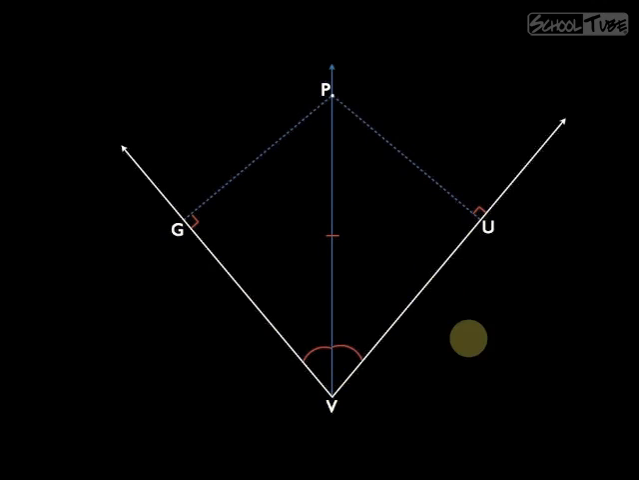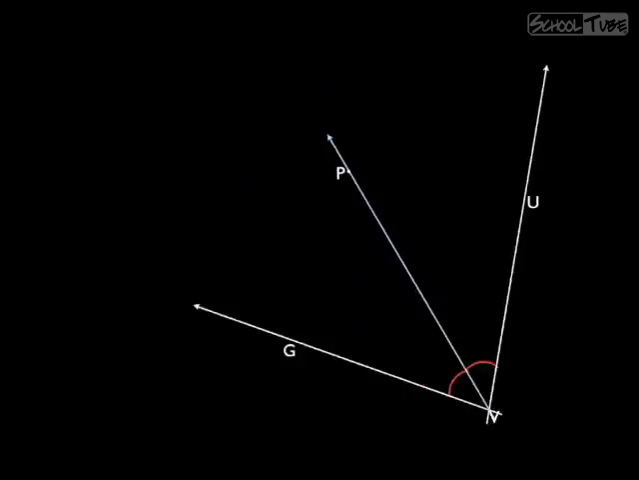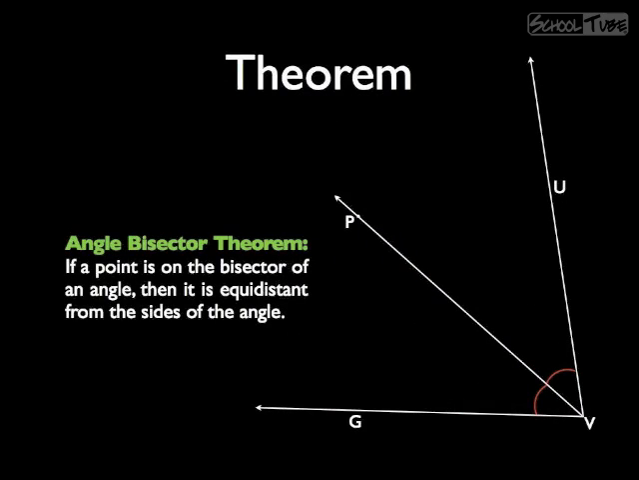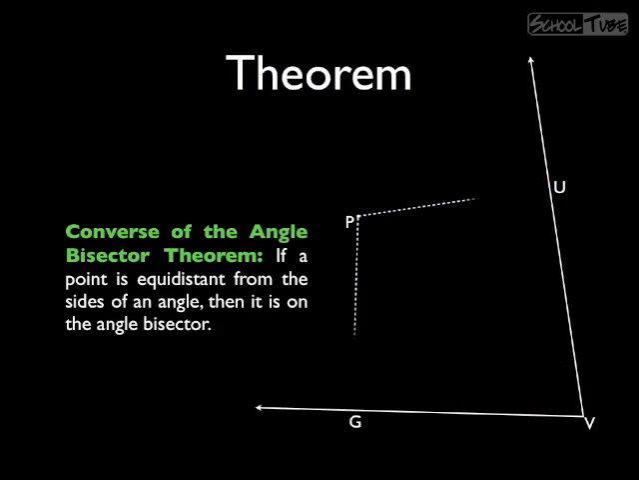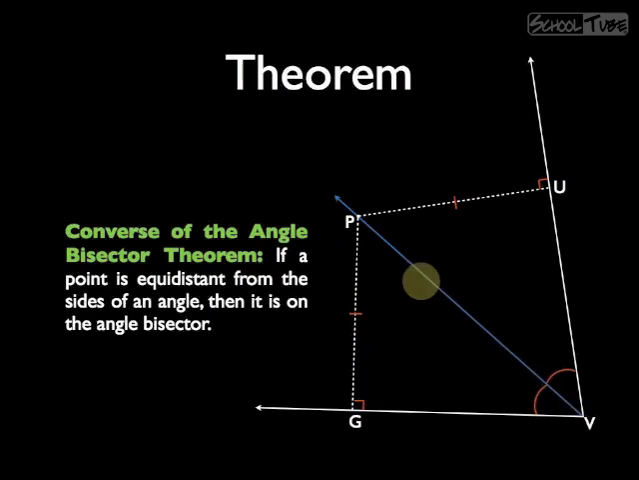And because the triangles are congruent, their corresponding parts are congruent. So notice that we have just proven that a point on the angle bisector is the same distance away from both rays. And yes, that is our angle bisector theorem. If a point is on the bisector of an angle, it is equidistant from the sides of the angle. So with that, let's now talk about the converse of the angle bisector theorem, which, you guessed it, reads, if a point is equidistant from the sides of an angle, then it is on the angle bisector of the angle.